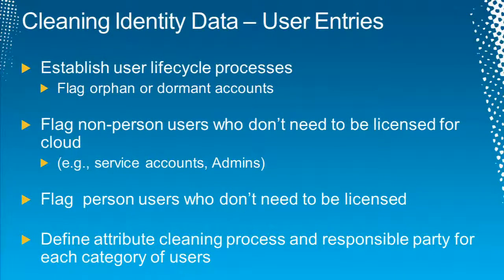So when we think about the process of getting the user data, we divide it into three phases. The first phase is making sure we've identified who the users of the system are, which accounts need to be in the cloud. Oftentimes, organizations are looking at using Forefront Identity Manager to have a process to go through and flag orphan accounts, dormant accounts. They go through and say, who are the users who just don't need to be in the cloud?